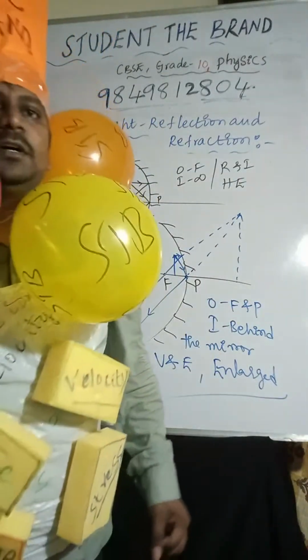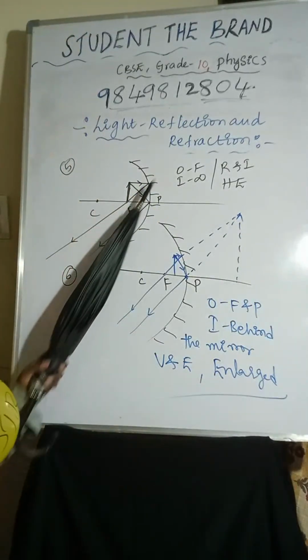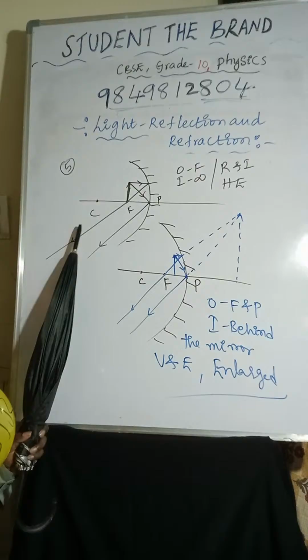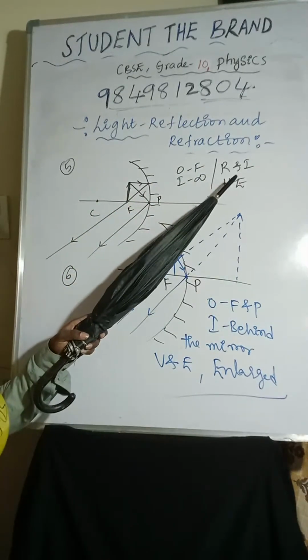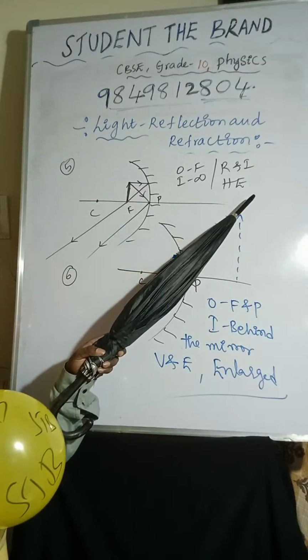So here you can observe, object is placed at F. Image is forming at infinity. Nature of the image is real and inverted. Size of the image is highly enlarged.